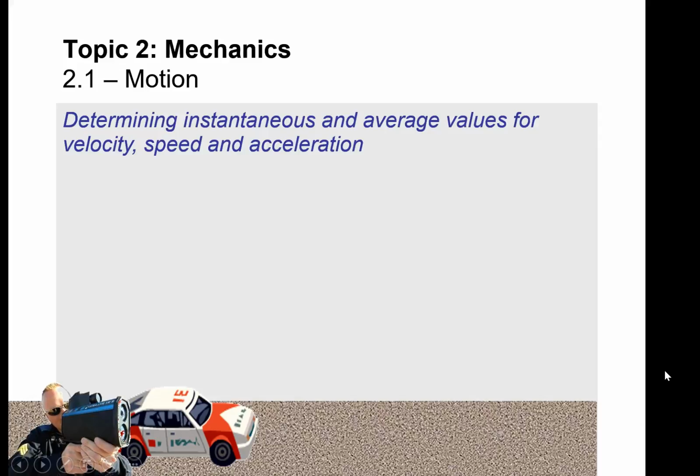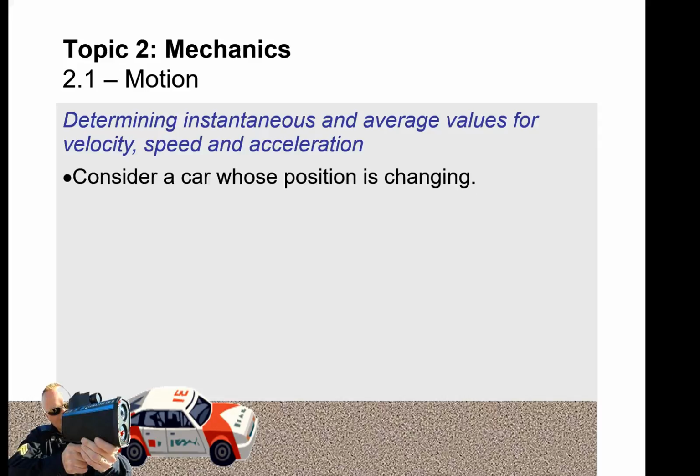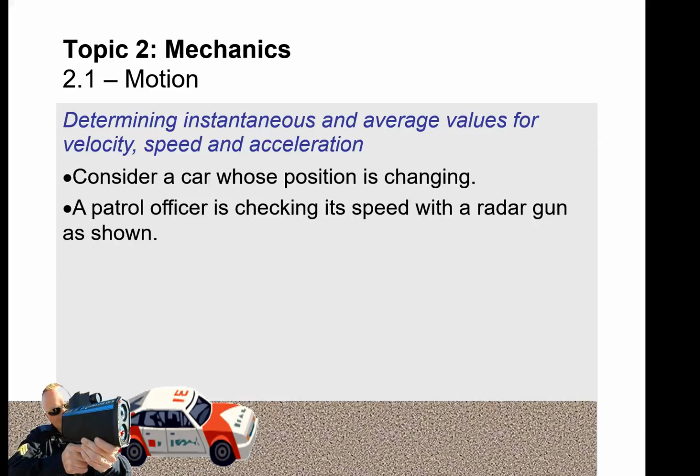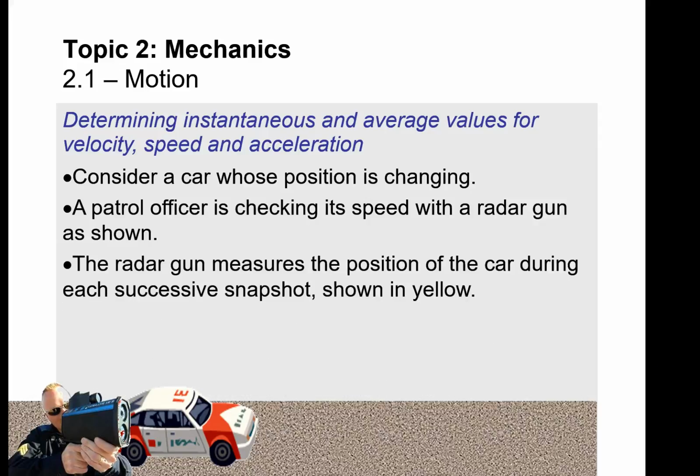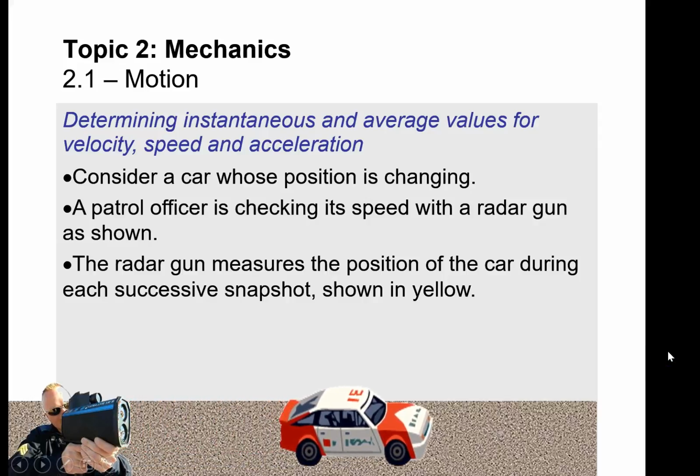He's going to talk now about the instantaneous and average values for velocity, speed, and acceleration. So consider a car whose position is changing and a patrol officer checking the speed with a radar gun. The radar gun is going to measure the position of the car during successive snapshots, and those are going to be shown in yellow in here.